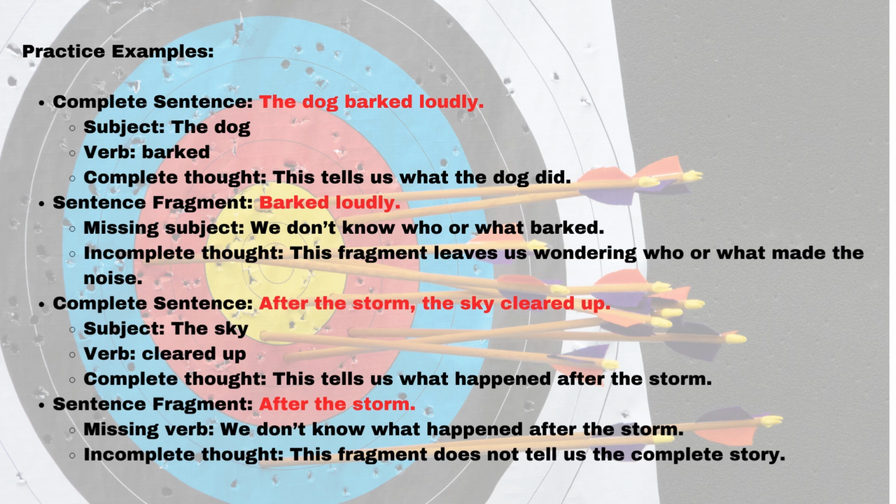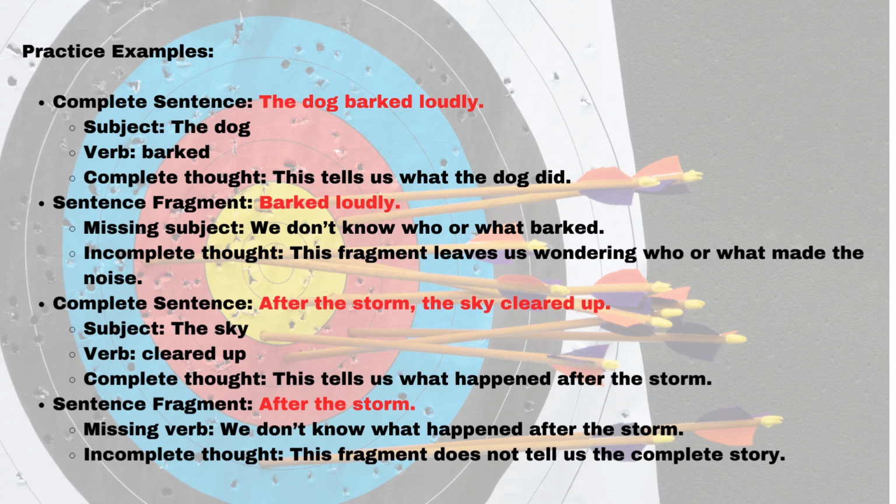Practice examples. Complete sentence. The dog barked loudly. Subject, the dog. Verb, barked. Complete thought. This tells us what the dog did. Sentence fragment. Barked loudly. Missing subject. We don't know who or what barked. Incomplete thought. This fragment leaves us wondering who or what made the noise.